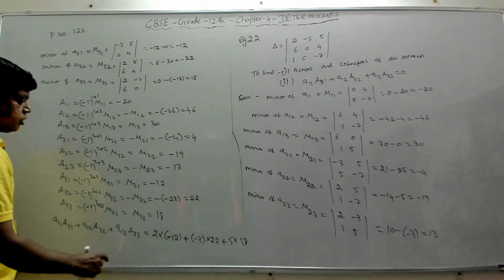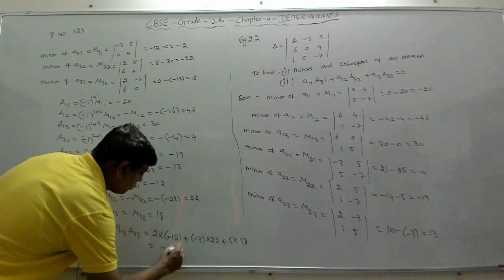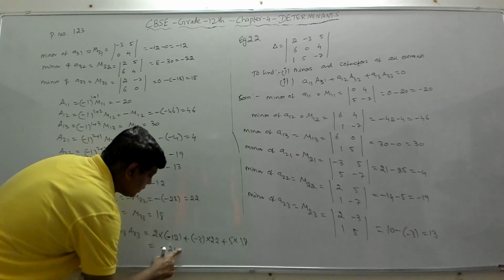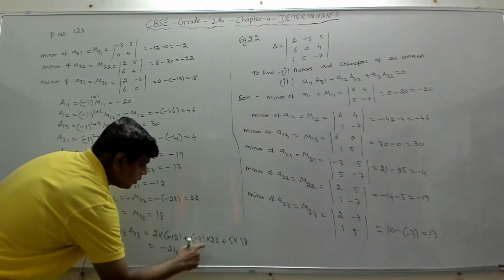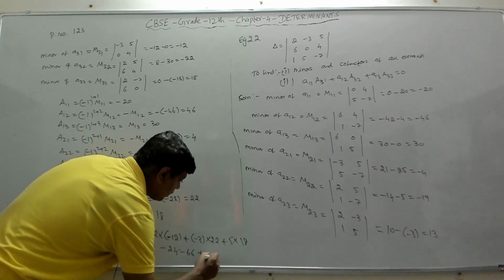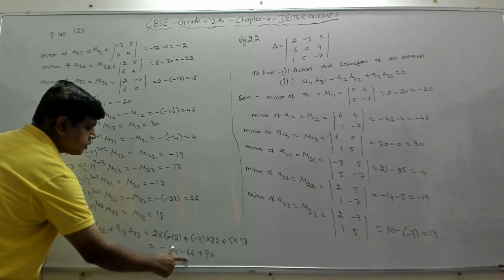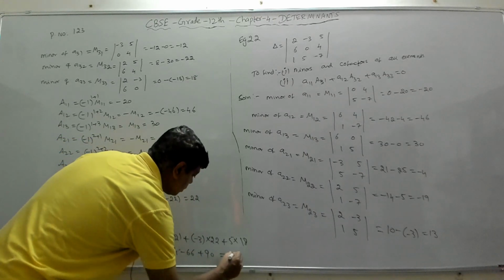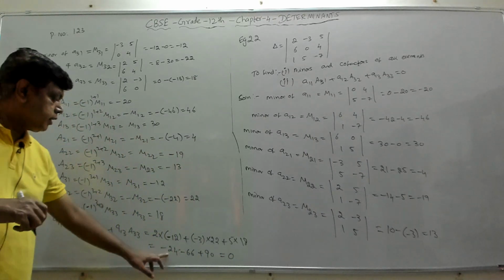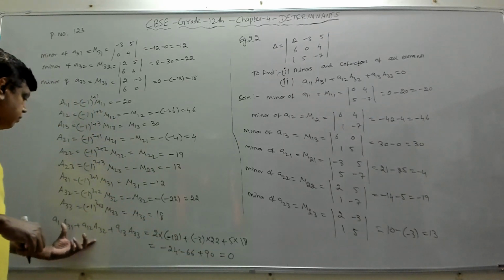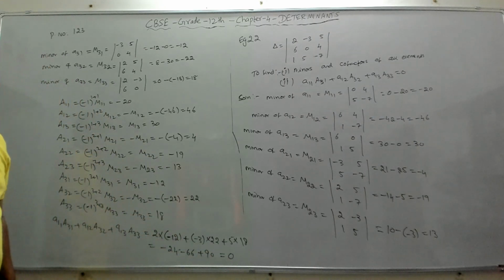Right. So now this becomes minus 24, plus this is minus 66, plus 5 times 18 is 90. Now minus 24 minus 66 plus 90 is 0. This is minus 90 plus 90. So 0. The value of this is equal to 0. So we have proved that. So we have proved this also.